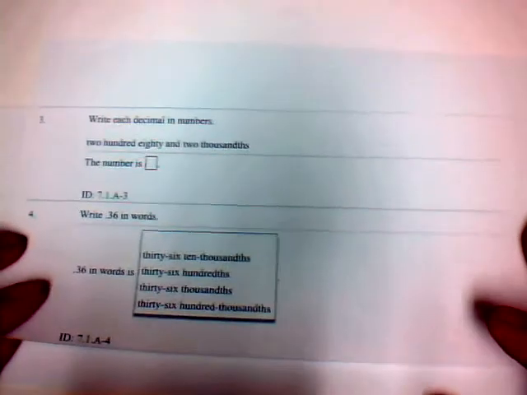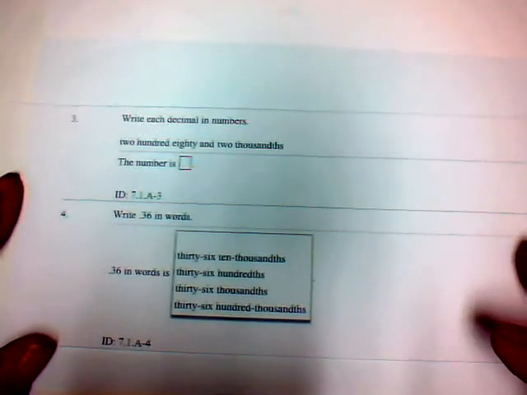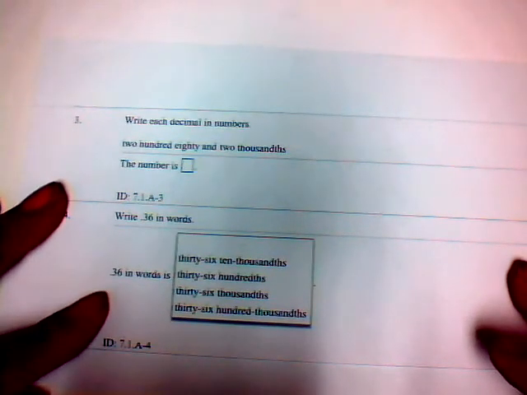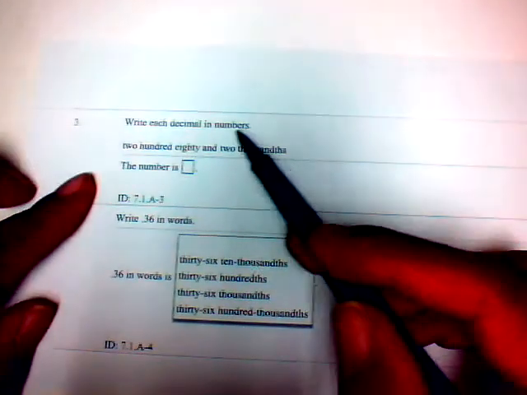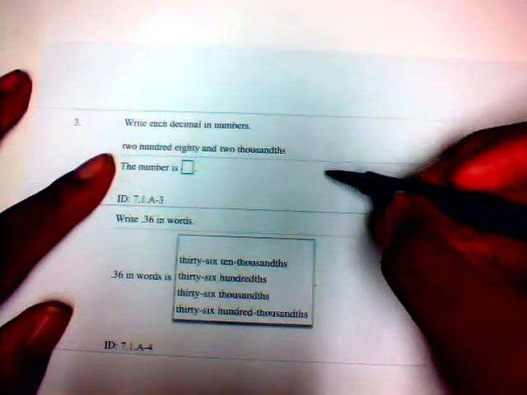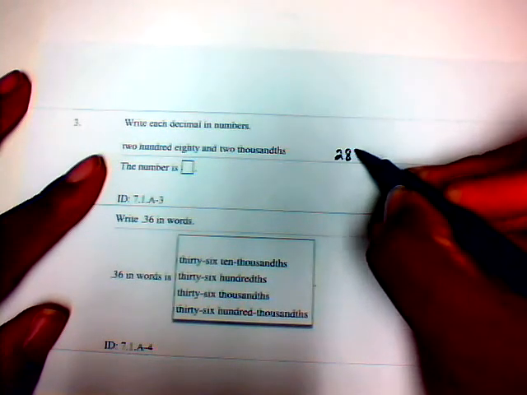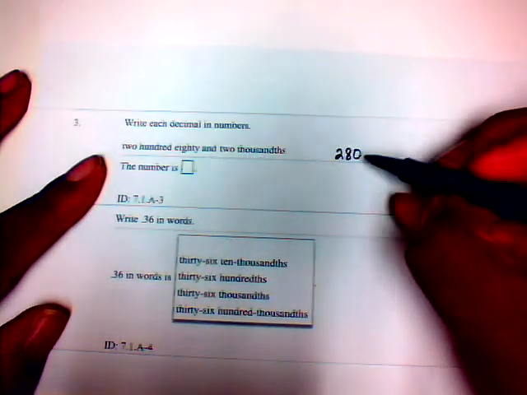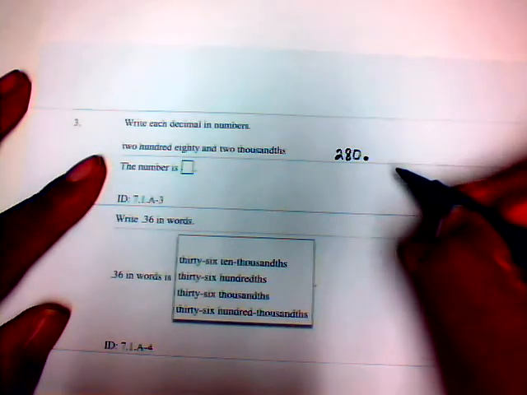Okay, problem number 3. We're going to write each decimal in numbers. In this case, 280 and 2 thousandths. Okay, now let's look at the part that's before the "and", the word 280. We write that as 280. The word "and" represents our decimal point.